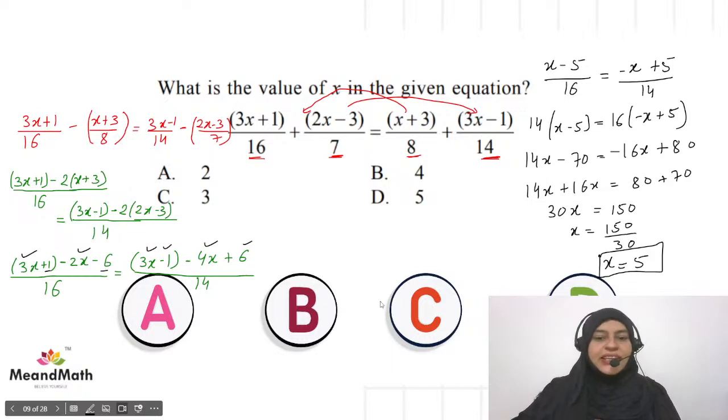So what's the option? The correct option is option D. I think it is clear to all of you. Let's come on to the next question. Shall we move further?